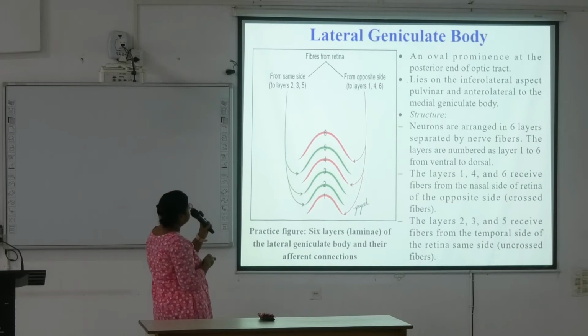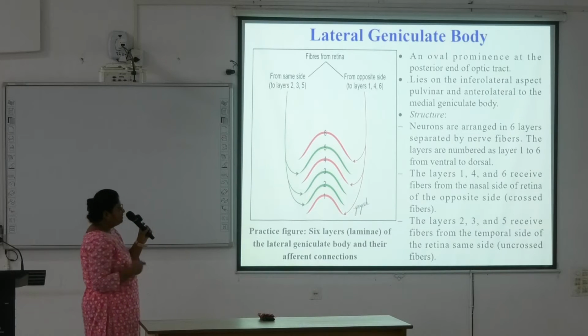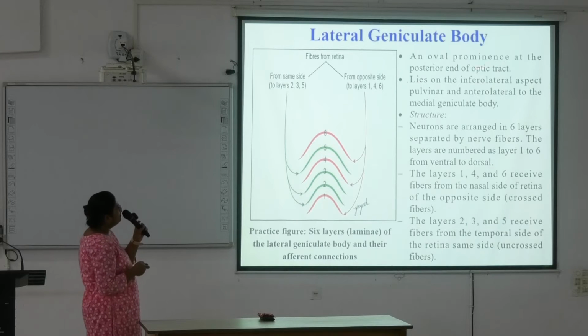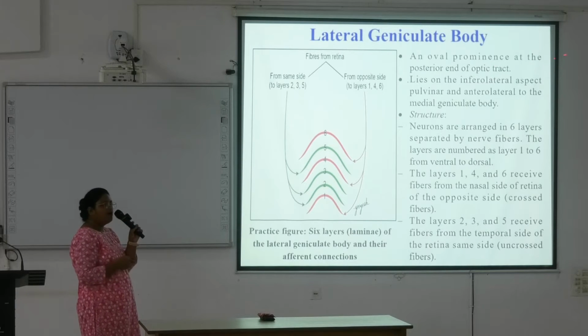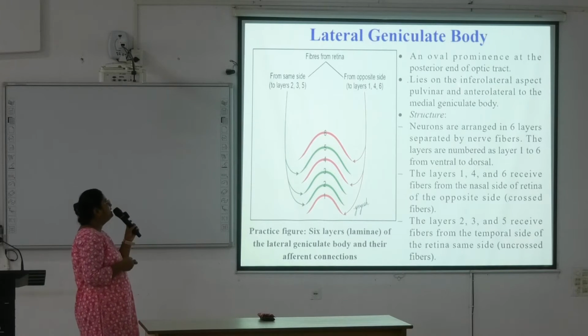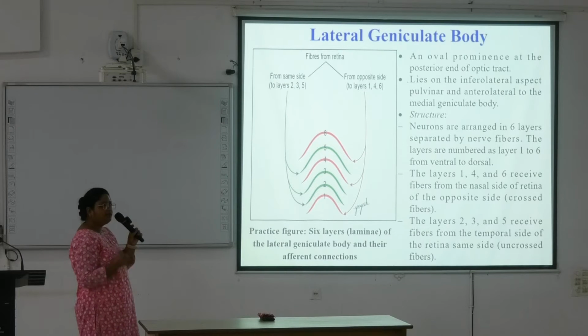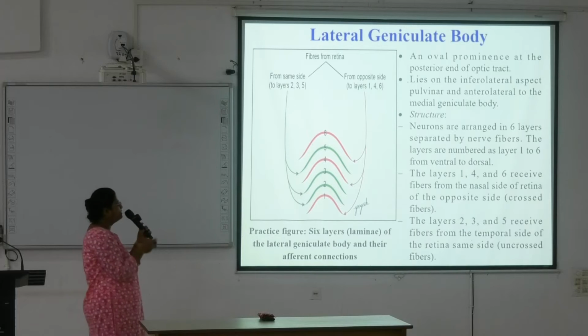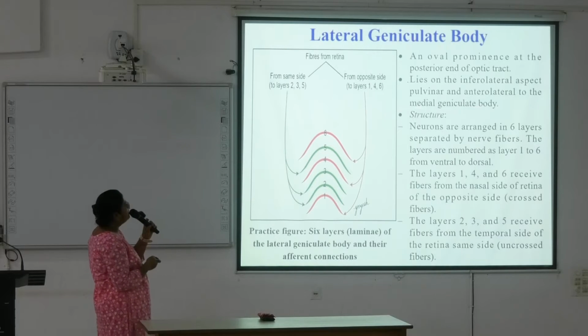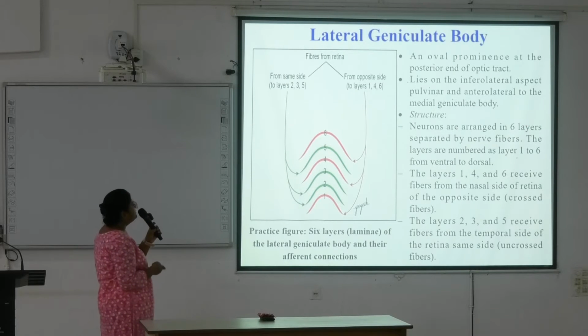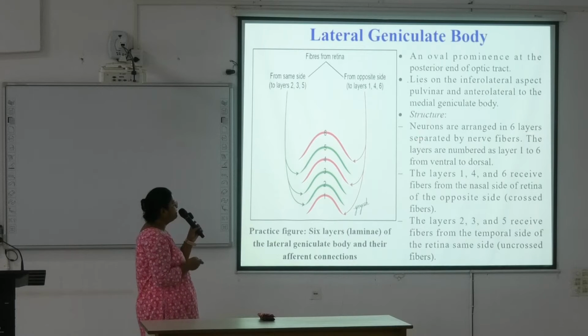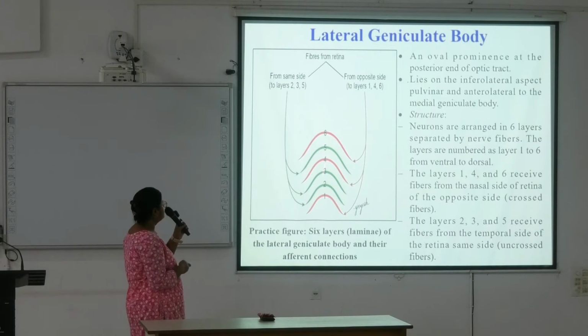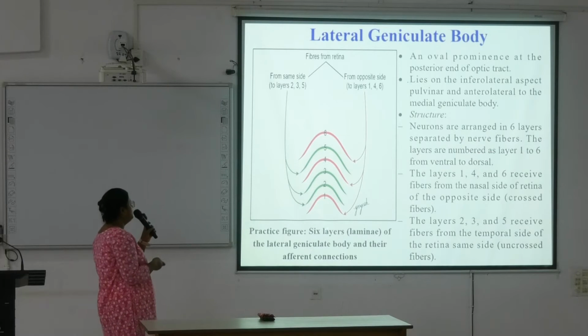we go to lateral geniculate body. Lateral geniculate body is an oval prominence at the posterior end of the optic tract. Lies on the inferolateral aspect of pulvinar, you have seen in previous picture, just lateral to the medial geniculate body. It is located anterolateral to the medial geniculate body. Structure, neurons are arranged in 6 layers separated by nerve fibers. Here you can see the 6, 1, 2, 3, 4, 5, 6. And the layers are numbered as layer 1 to 6 from ventral to dorsal.